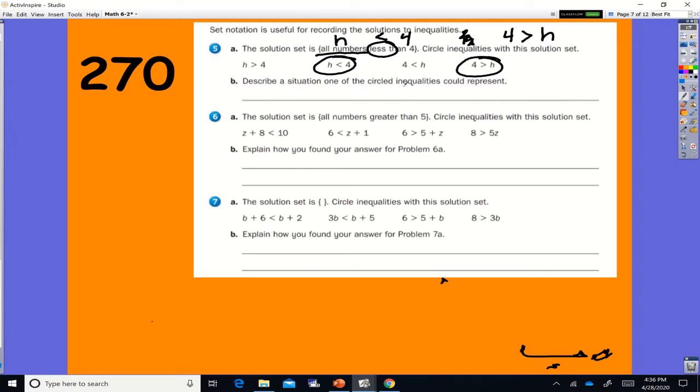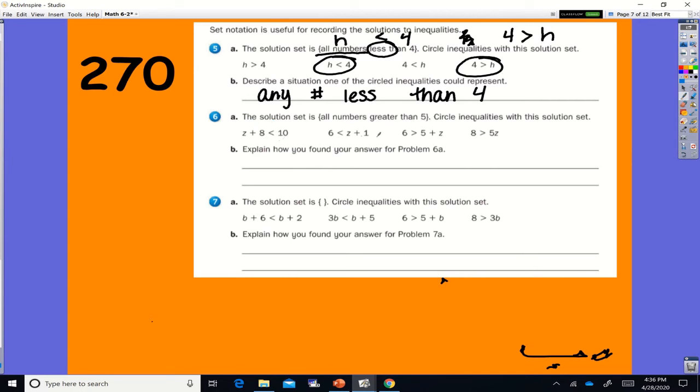So describe a situation, one of the circle inequalities we could put in for it. We could put in any number less than 4. Okay, we can put any number less than 4 into that solution set. Now think of the next one. The solution set is all numbers greater than 5.